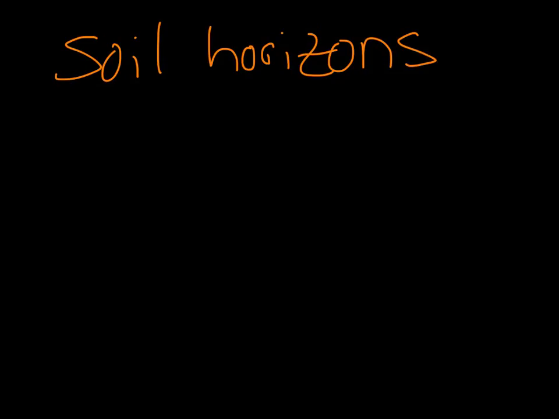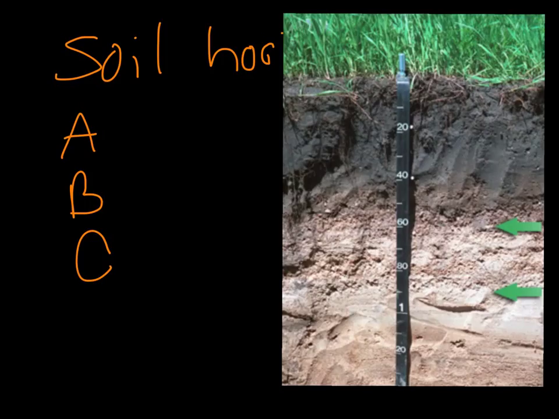Now remember, there are horizons A, B, and C. Okay, so let's talk about these horizons. So here is our A layer. Now the A layer is the upper layer of the soil, which we also commonly call topsoil. It has the most organic matter, and because of the humus, it is often dark in color.